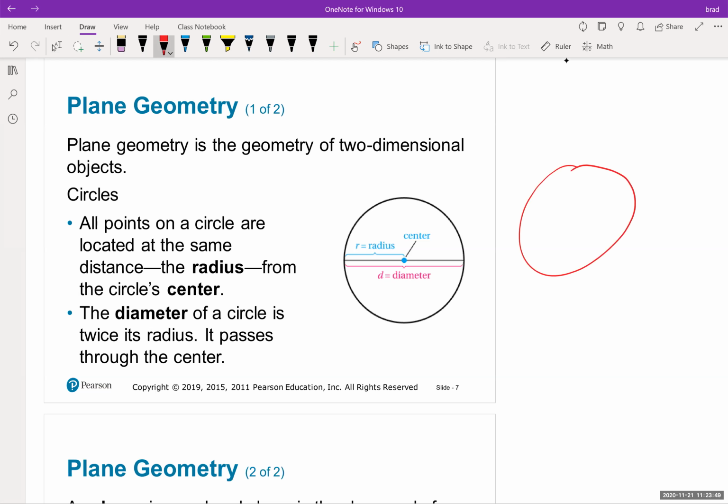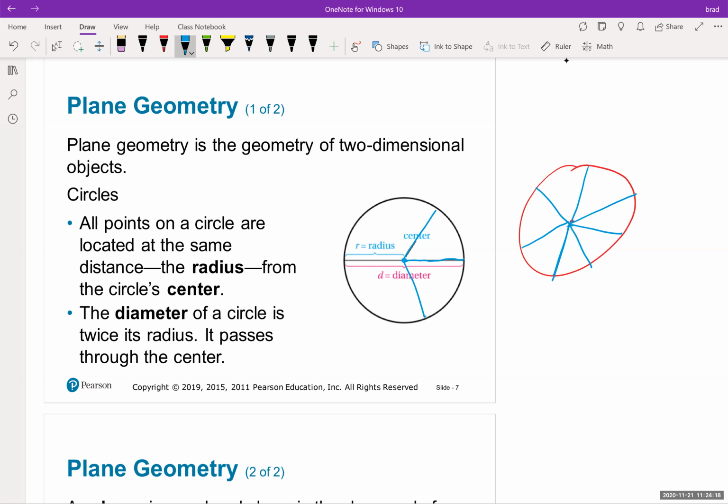So if you drew a circle, the way you know that it's a circle is if I draw a line from here to here, or from here to here, anywhere on the circle itself to the center, it should be the same distance. According to my drawing, maybe it's not, but it's supposed to be. I just can't draw perfect. So from here to here, it should be the same distance.